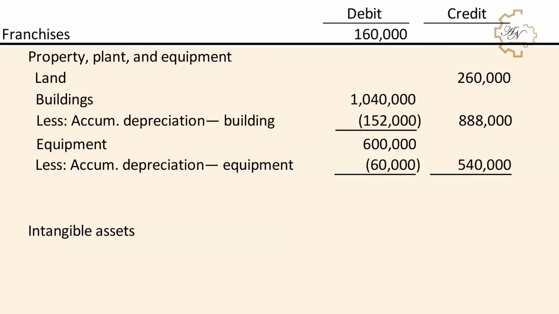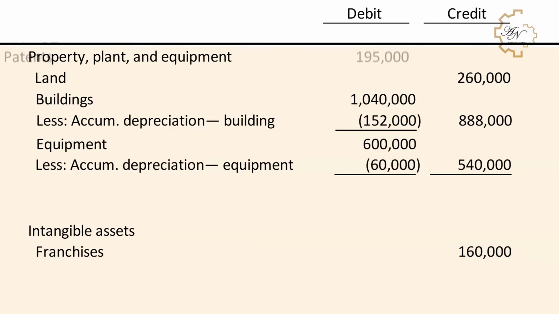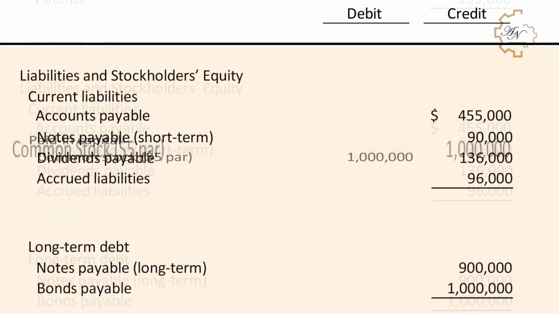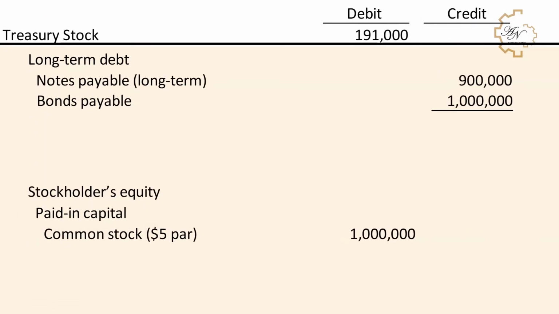Franchises, $160,000 to the intangible assets. Patents, $195,000 also to the intangible assets. Common stock, $5 par, $1,000,000 to the stockholders' equity under paid in capital.